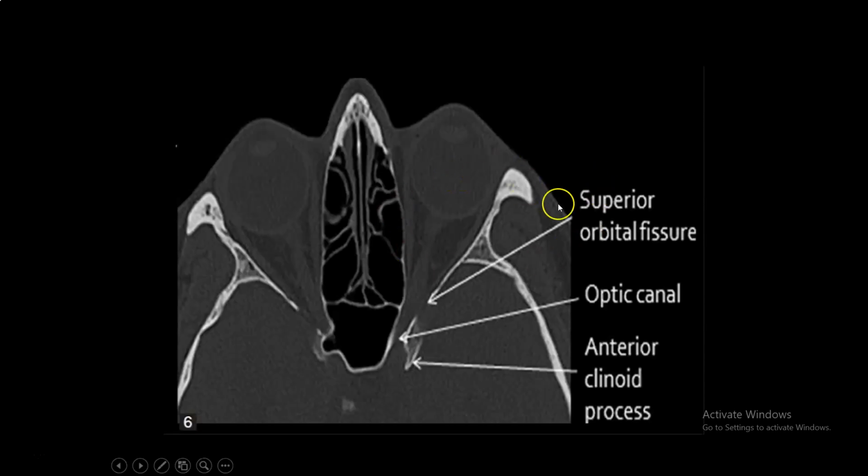Of course, a rapid review of the anatomy, and this is the axial view, CT, showing the superior orbital fissure, the anterior clinoid, and the optic canal, and the optic nerve, the globe, the recti, and the muscle cone.